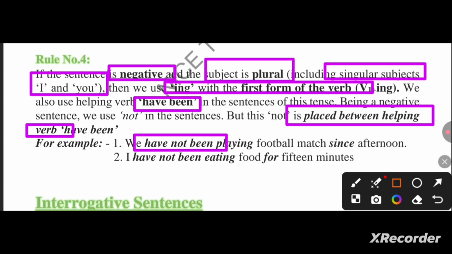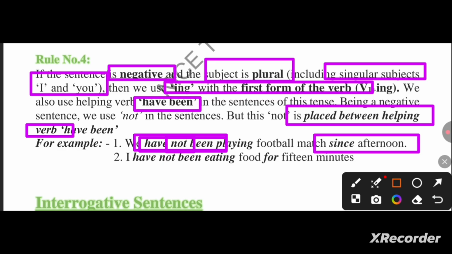We have not been playing football match since afternoon. Helping verb have been is used because the sentence is a negative one, that's why not has been used over here. Here definite period has been given over here, afternoon, that's why we have used the word since over here.